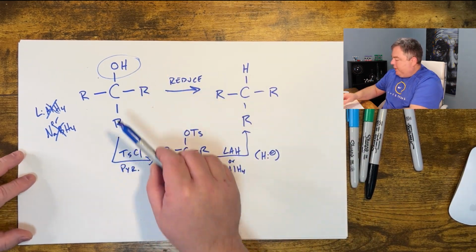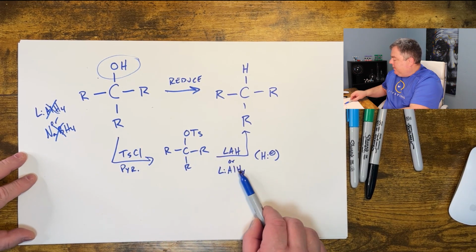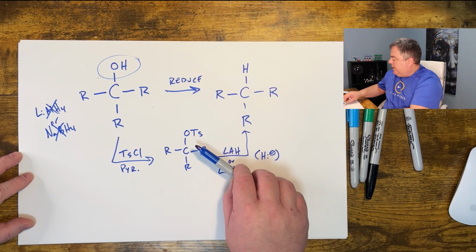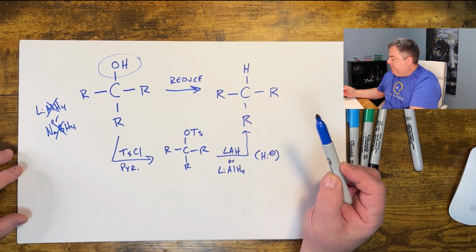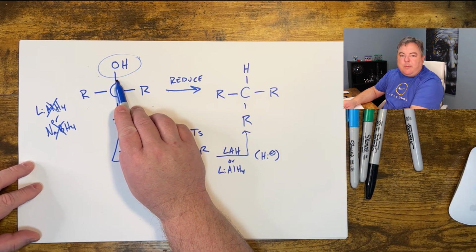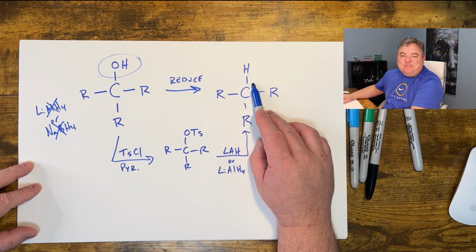So we turn the OH into a tosyl group with tosyl chloride and pyridine. Then use the hydride, go ahead and grab the strong one, LAH, and replace the OTs with a hydride. And that's how you reduce an alcohol with one carbon-oxygen bond to an alkane with no carbon-oxygen bonds.